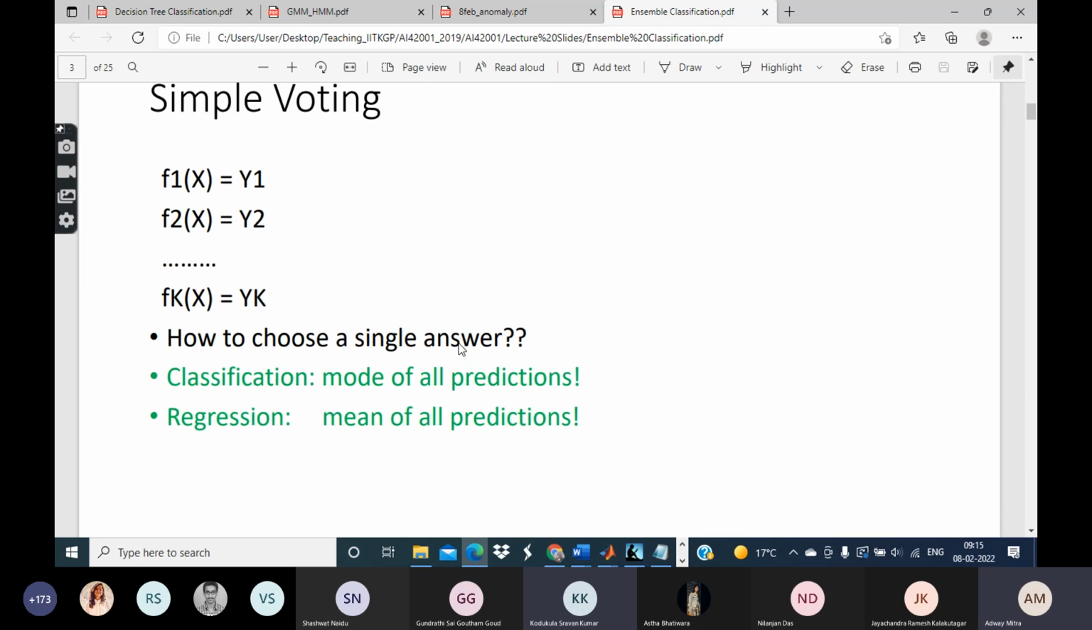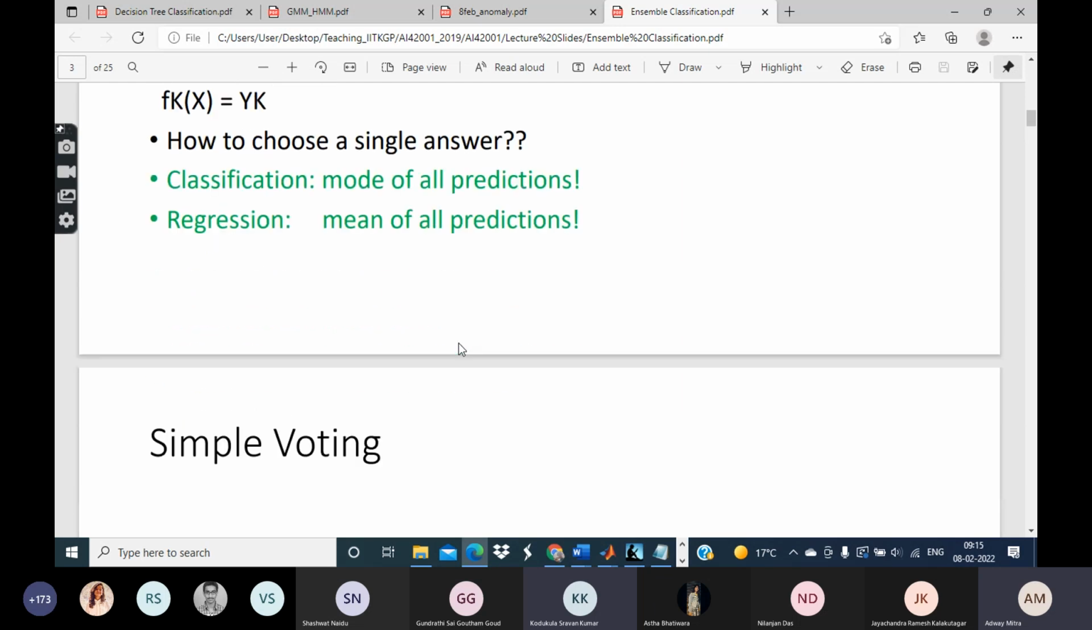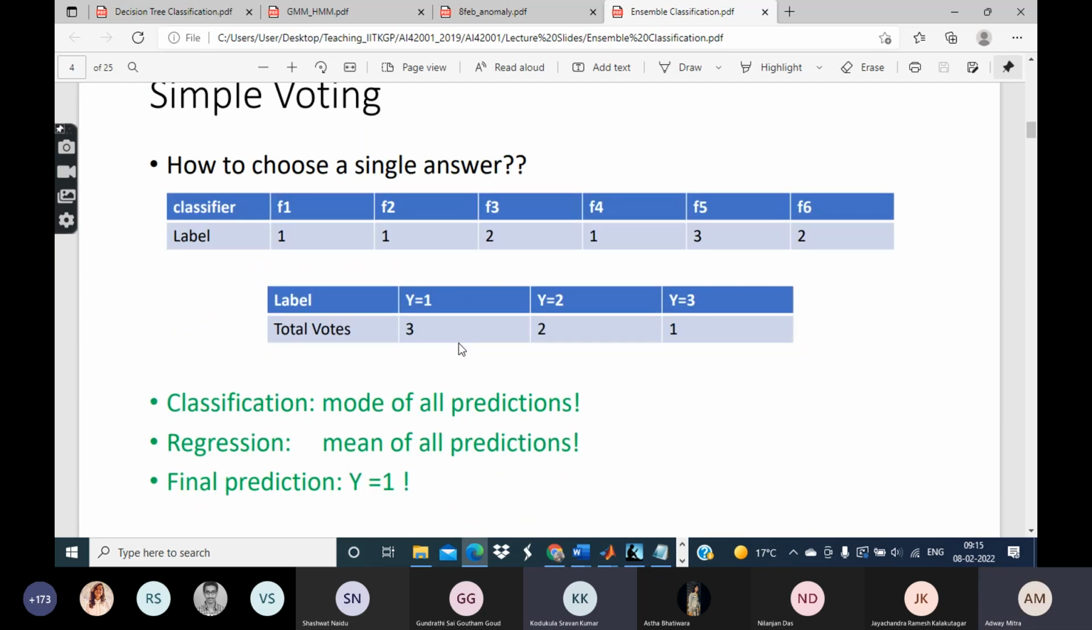If it is a regression problem, then the voting is very easy. You just take the mean of the different predictions. And if it is a classification problem, then you can consider the mode of all the predictions. That is, which prediction is most common. Right? So this is a simple voting scenario.